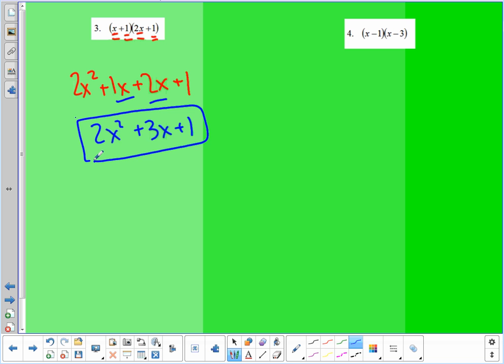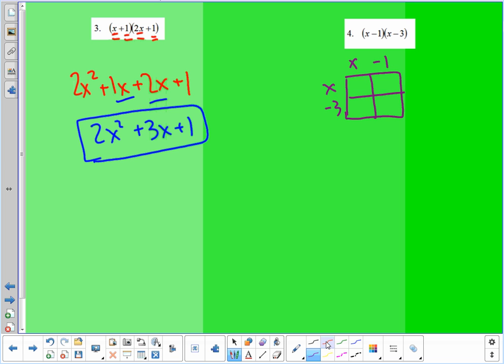That is my product. And then in number 4, I'll set up a box method. So in number 4, I'm going to draw my box out, and I'm going to line the two binomials up. So I have x, -1, x, -3. So notice that I brought the negatives with my terms this time.